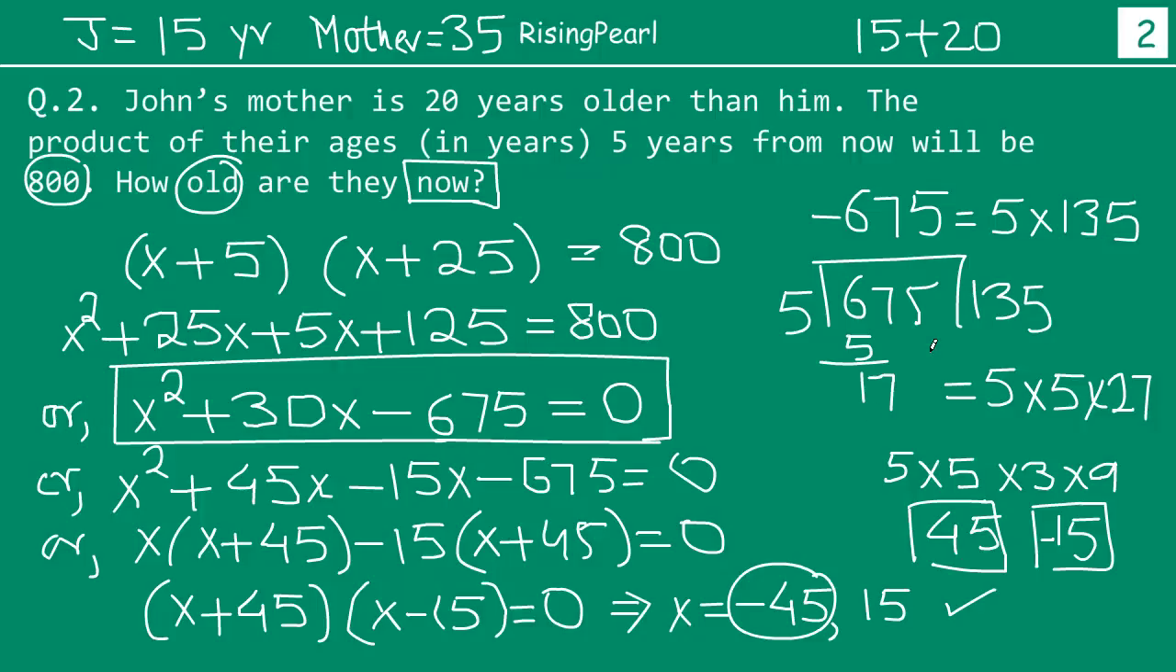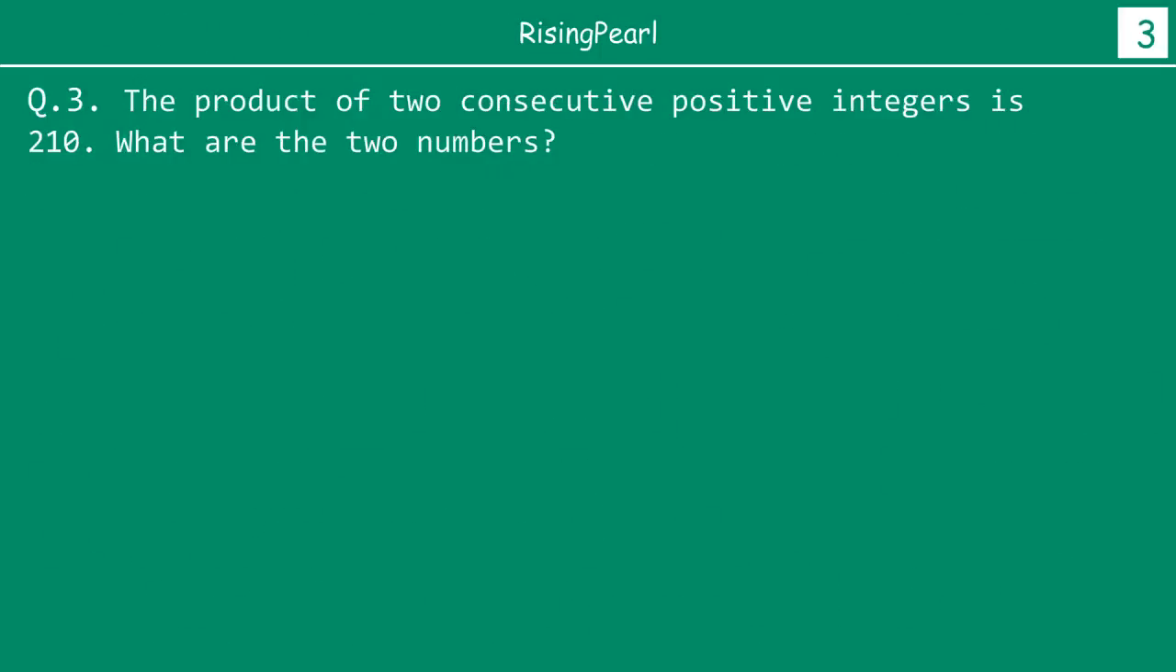So for example, here if you would have left the answer as x equals minus 45 and 15, that would not have been fully correct. If you would have left the final answer as x equals 15, that also will be partially correct, because we have to find out both their ages. So John will be 15 and mother will be 35 years old. Let's take a look at some of the other questions we have seen earlier when we started the series.